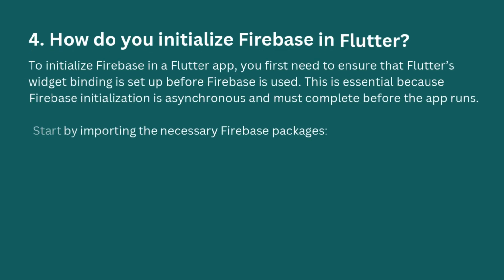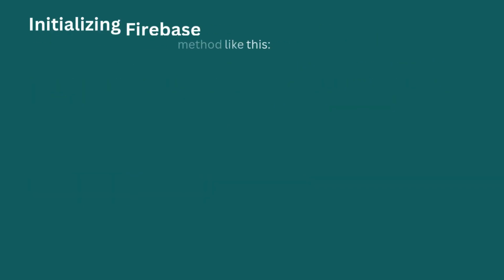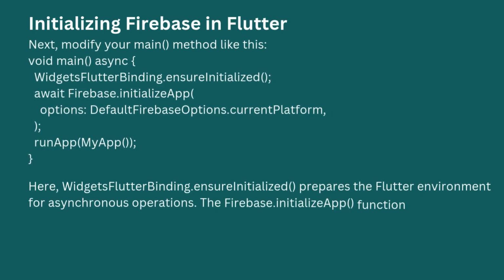Question number 4. How do you initialize Firebase in Flutter? To initialize Firebase in a Flutter app, you first need to ensure that Flutter's widget binding is set up before Firebase is used. This is essential because Firebase initialization is asynchronous and must complete before the app runs. Start by importing the necessary Firebase packages like firebase_core, firebase_options, etc. Next, modify your main method like this.